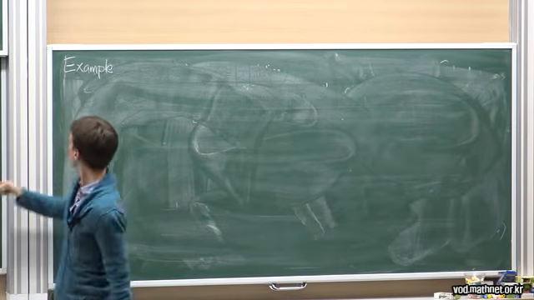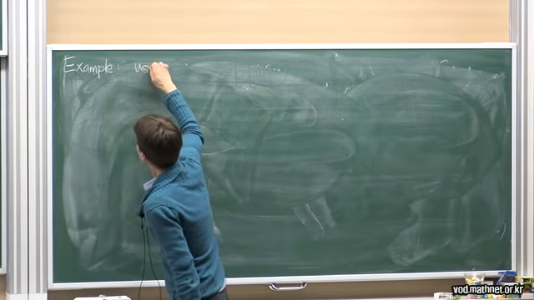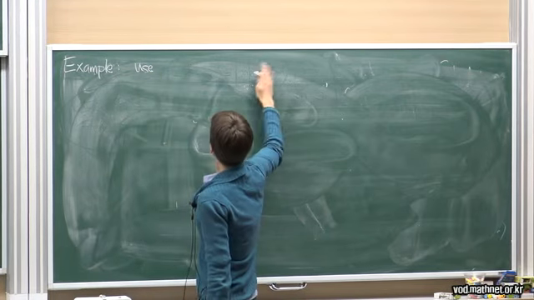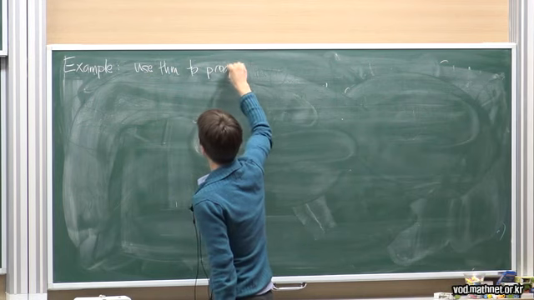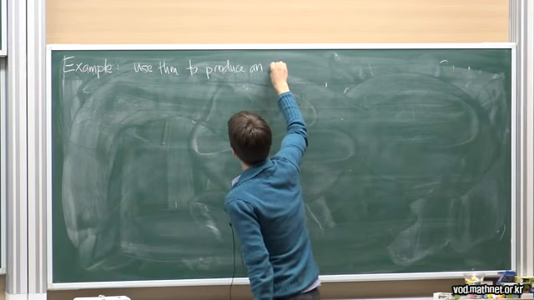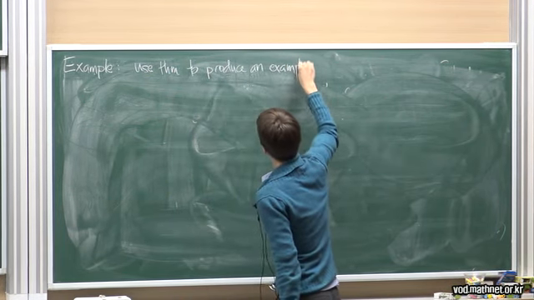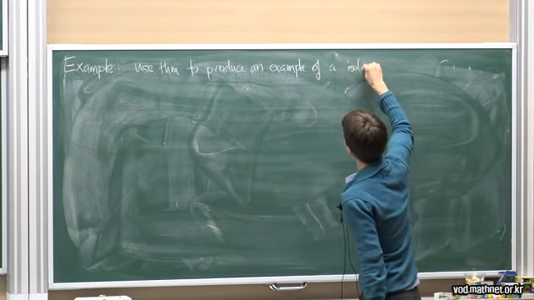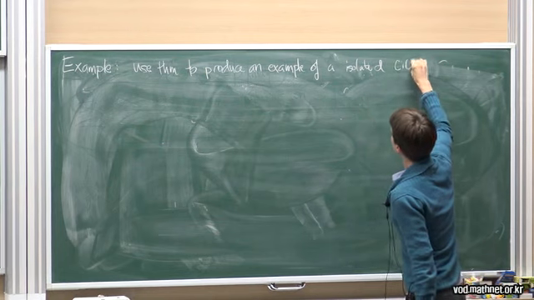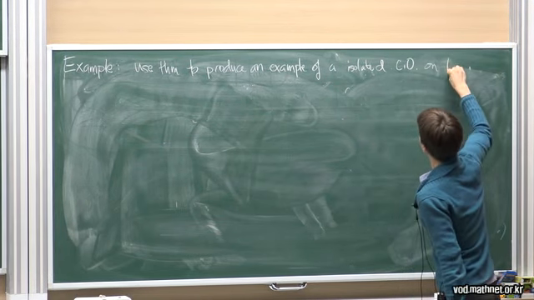So I'm going to very loosely use the theorem to produce an example of one isolated circular order on a free group.